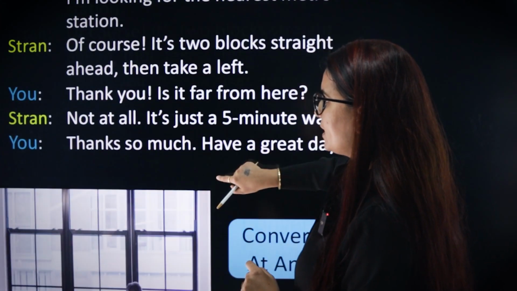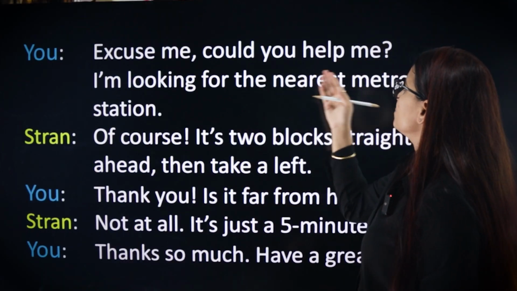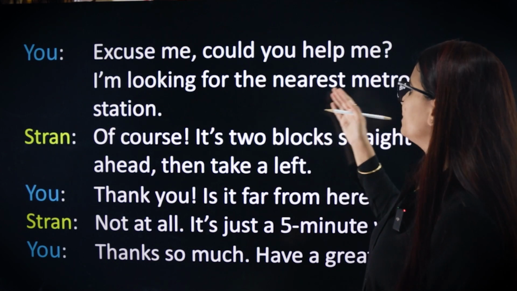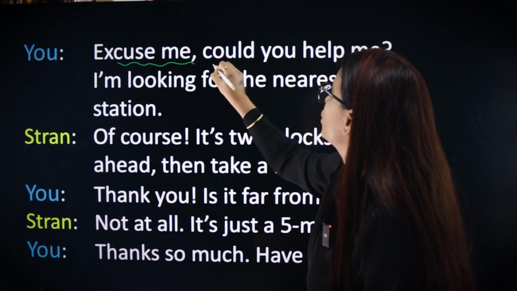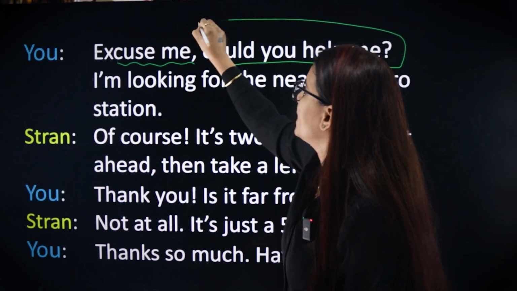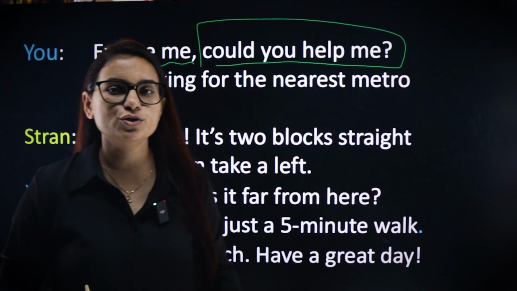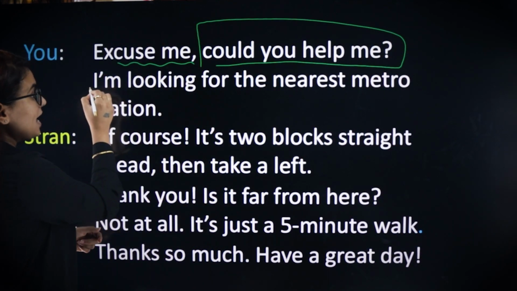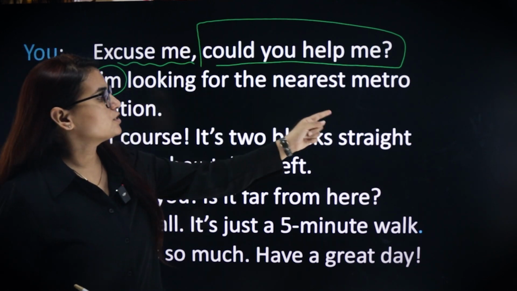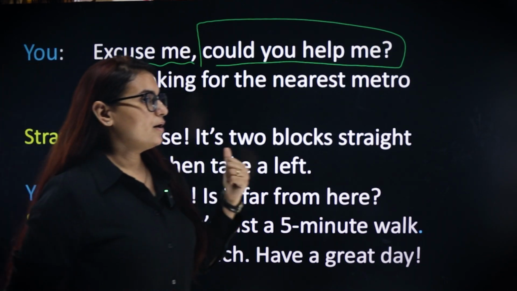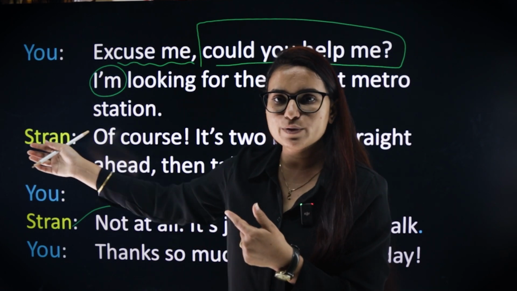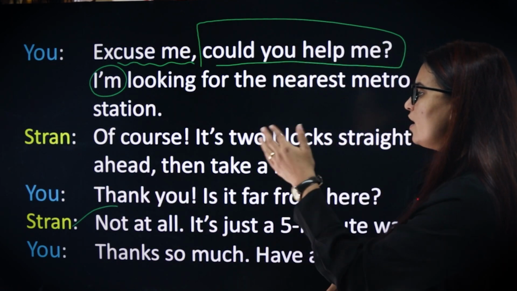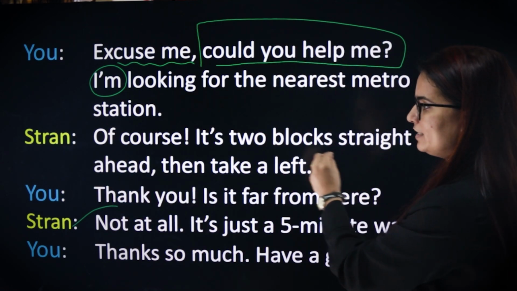This is the conversation that you can actually use. "Excuse me, could you help me? I'm looking for the nearest metro station." Again, a good phrase to start using right away. "I am looking for the nearest metro station." And the person is replying. This is the short form for stranger. I was not able to fit stranger here. "Of course, it's 2 blocks straight ahead."